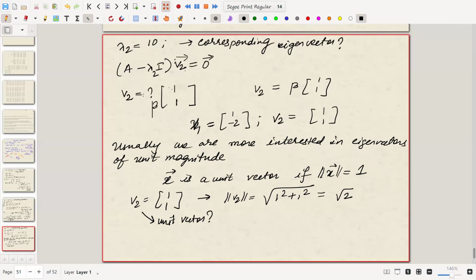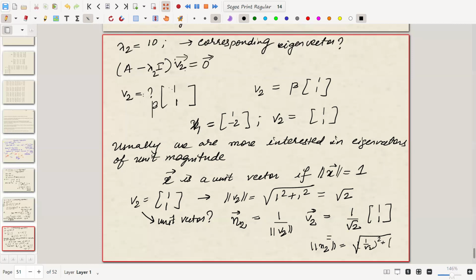If you want a unit vector, let us call it n2. The n2 vector is the unit vector. How will you write n2? n2 equals 1 divided by the norm of v2, times the v2 vector. So it will be just 1 by root 2, which you got before. Can you compute the norm of n2 now? The norm of n2 is the square root of (1 over root 2) squared plus (1 over root 2) squared. That is equal to 1, isn't it?